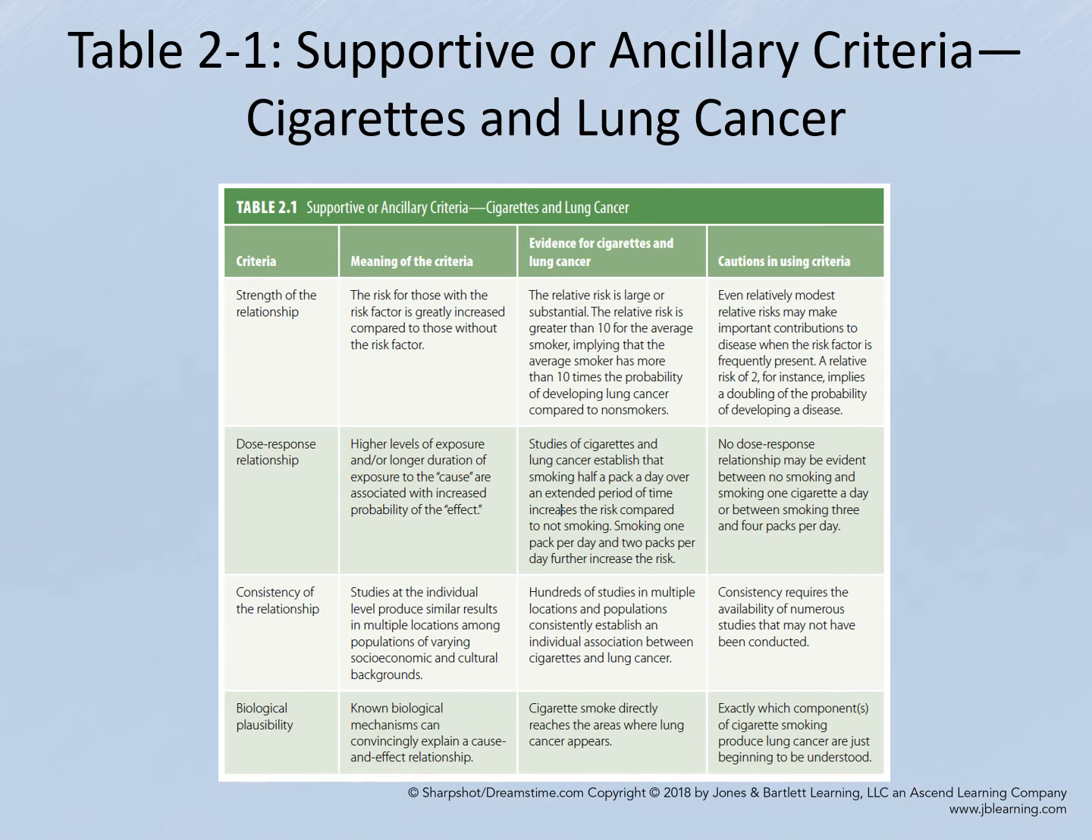Next is consistency of the relationship. It implies that studies in different geographic areas and among a wide range of groups produced similar results. So studies at the individual level produce similar results in multiple locations among populations of varying socioeconomic and cultural backgrounds. That is the consistency of the relationship. Hundreds of studies in multiple locations and populations consistently establish an individual association between cigarettes and lung cancer. But the consistency requires the availability of numerous studies that may not have been conducted.